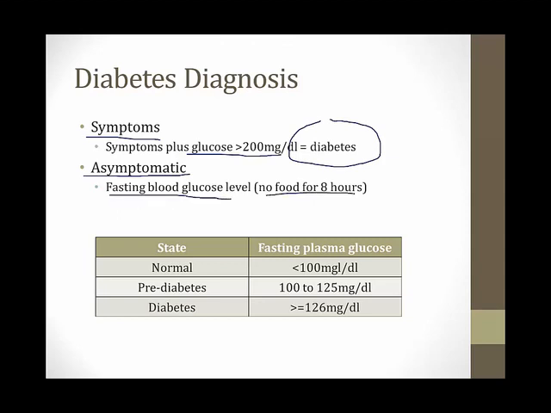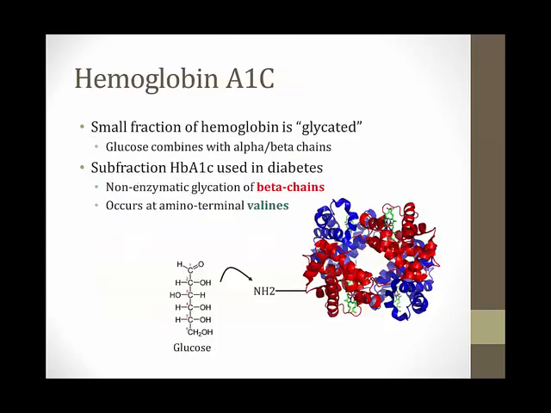The reason you have to be fasting is because it's common for your blood sugar level to elevate after a meal when you consume sugar. However, when you are fasting, the blood sugar level should be low. If the fasting blood sugar level is less than 100, that's considered normal. If it's 100 to 125, that's considered prediabetes, and a fasting blood glucose level greater than 126 is considered a diagnosis of diabetes.